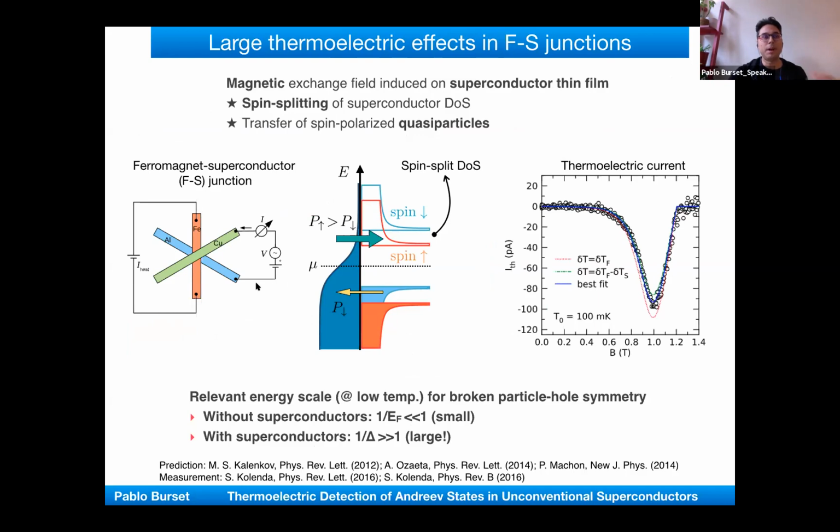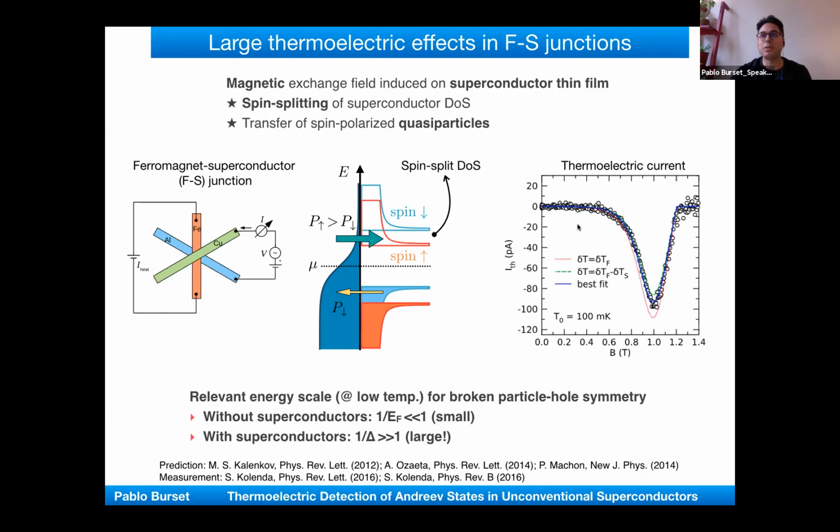The idea here, at least in the experiments, was to take a very thin superconducting film and put it in contact with a magnetic material, so we can induce the exchange field of the magnetic material on the superconductor without breaking superconductivity, but enough that we can spin split the density of states. And then when we apply some temperature gradient by some heating current between some of these electrodes, we can inject quasi-particles with majority spin over the gap that are not completely compensated by the minority spin quasi-particles that are removed from the superconductor, because there is an asymmetry in this polarization.